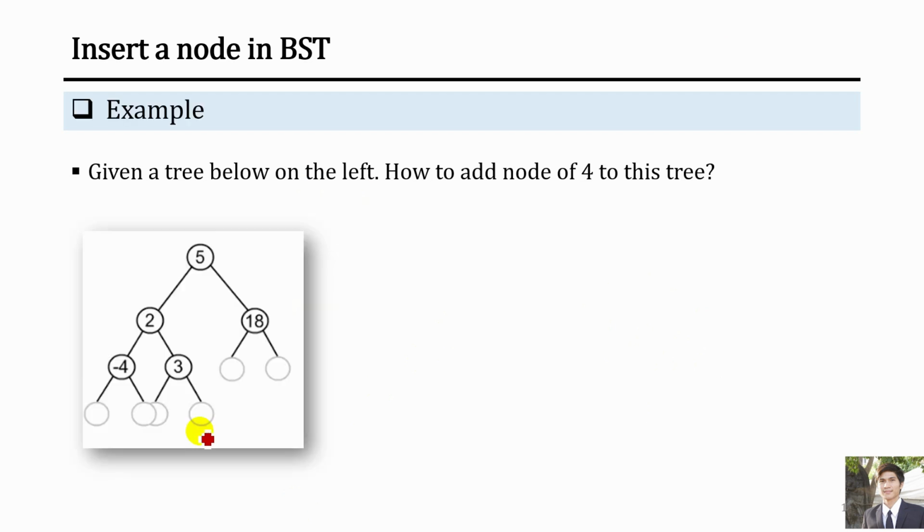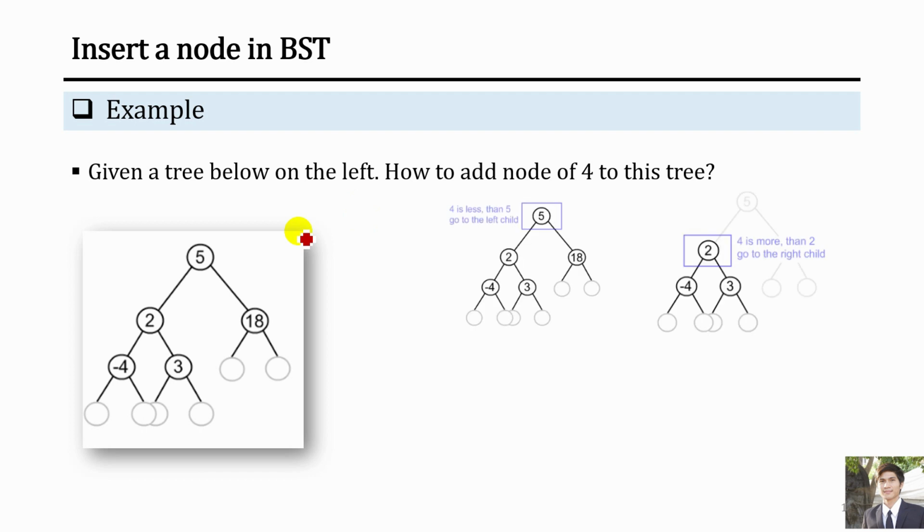So given the tree below on the left, how can we add a node with the number 4 to this tree? We can check, right? 4 is less than 5, so it means that we should go left, right? Because we start from the root, we want to insert 4, which is less than 5, so we focus on the left here, right?